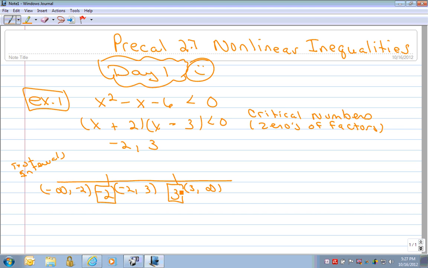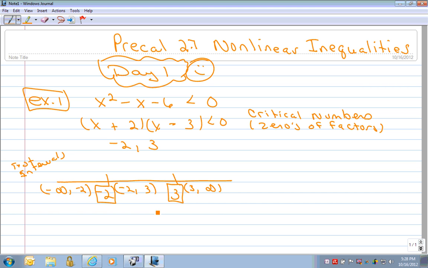All right. Here we go. The theory behind this is if a number, an x value, in any one of these interval areas makes the inequality true, then all of the values in that particular area would make it true. So that kind of helps us out. So let's go ahead and start testing.